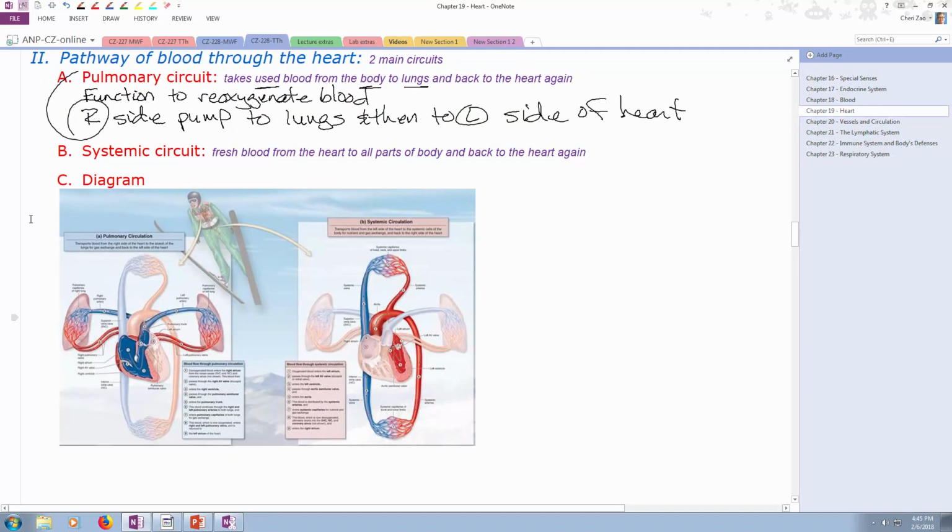The systemic circuit is now taking that fresh blood that it got from the lungs to all parts of the body and then back again to go to the right side of the heart for reoxygenation. And again, we call this the left circuit or pump.